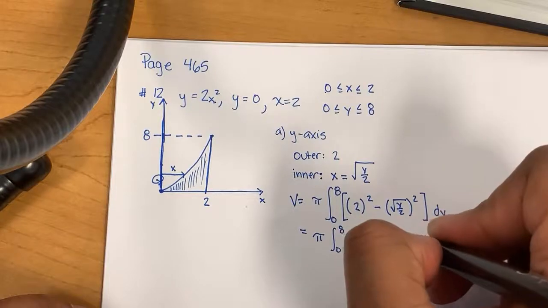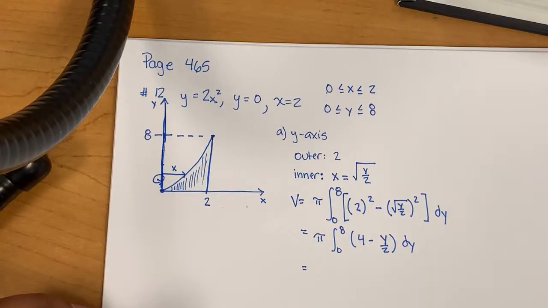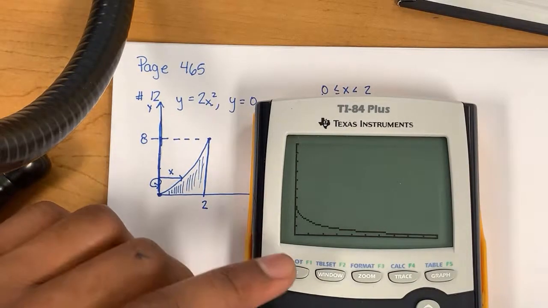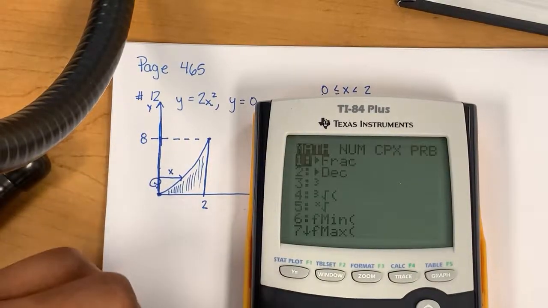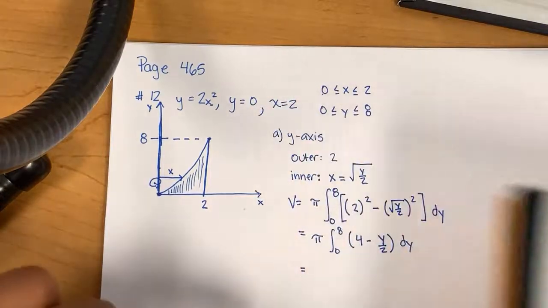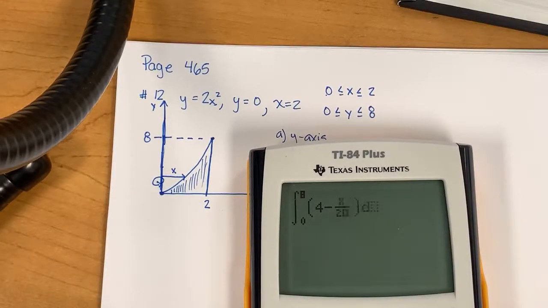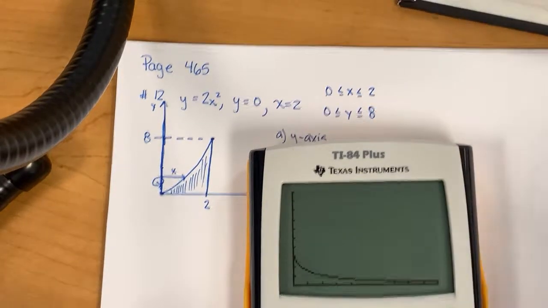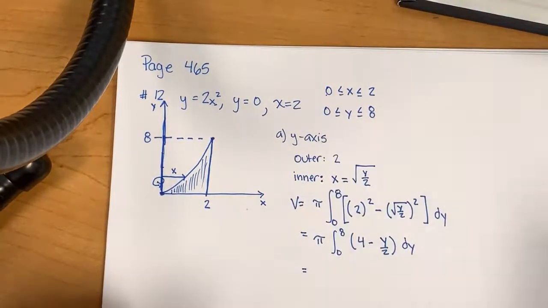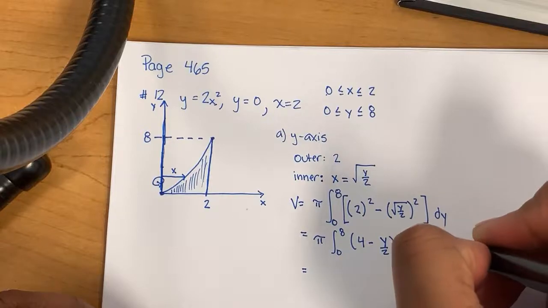dy. And if we integrate further, I actually don't want to do the calculation by hand. We'll just substitute it into the calculator. Math 9 from 0 to 8 of 4 minus y divided by 2, we're going to use x instead. And when we press enter, we get 16. So this is going to equal 16 pi.